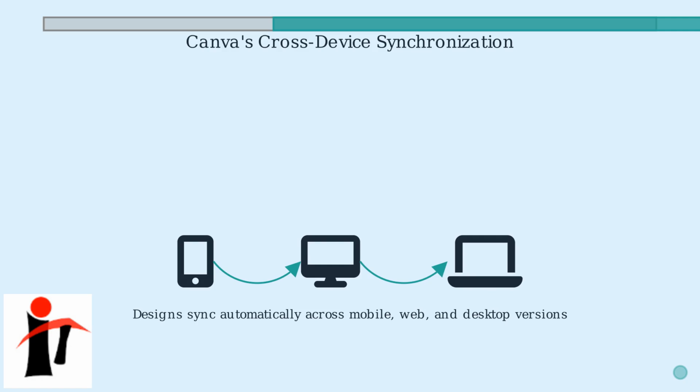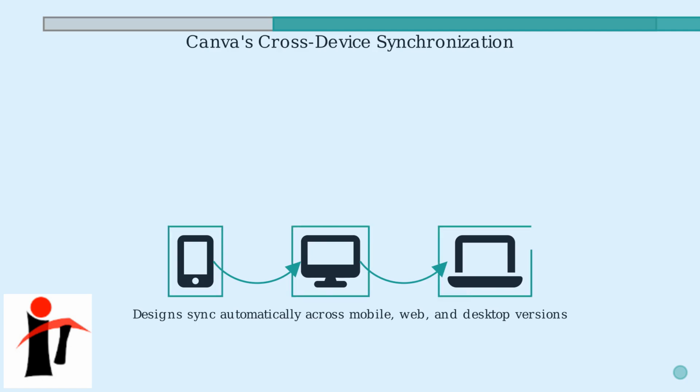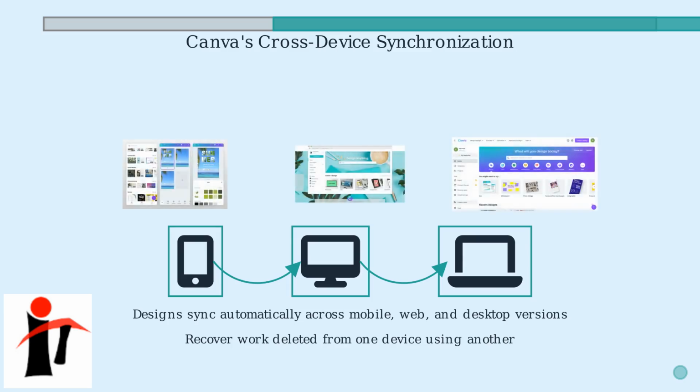Canva's cross-device synchronization ensures your designs are accessible and recoverable across mobile, web, and desktop versions. This seamless syncing means you can start a project on your phone and continue it on your computer without any hassle. If you accidentally delete a design on one device, you can easily recover it from another device where it's automatically synced. This provides peace of mind and prevents work loss when switching between devices.